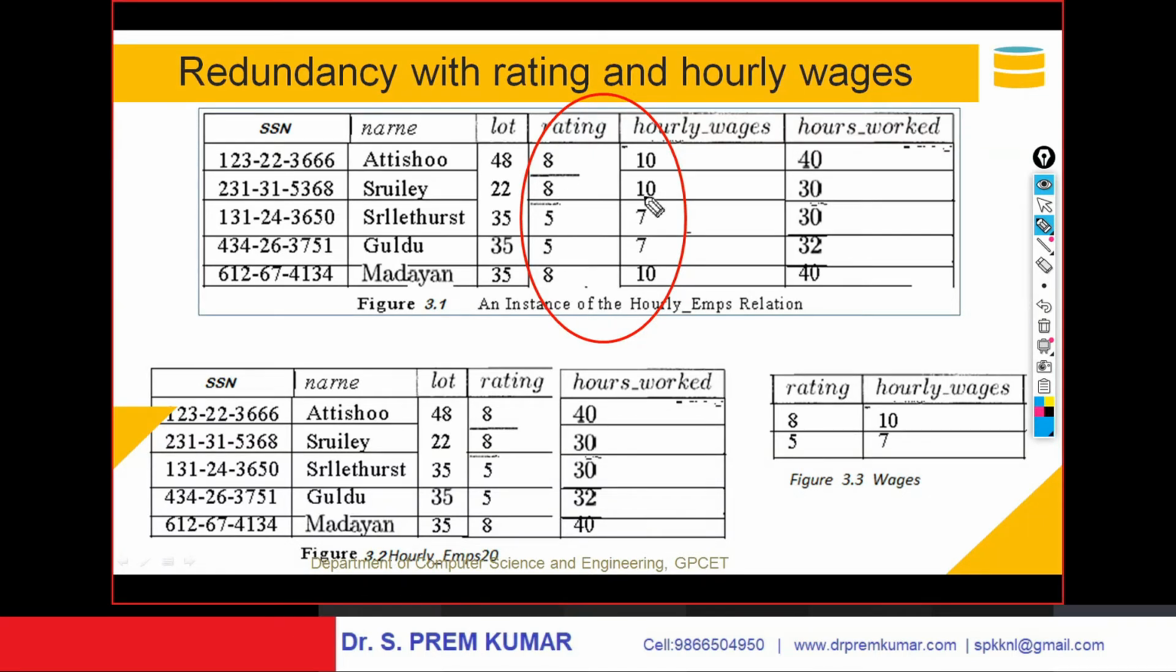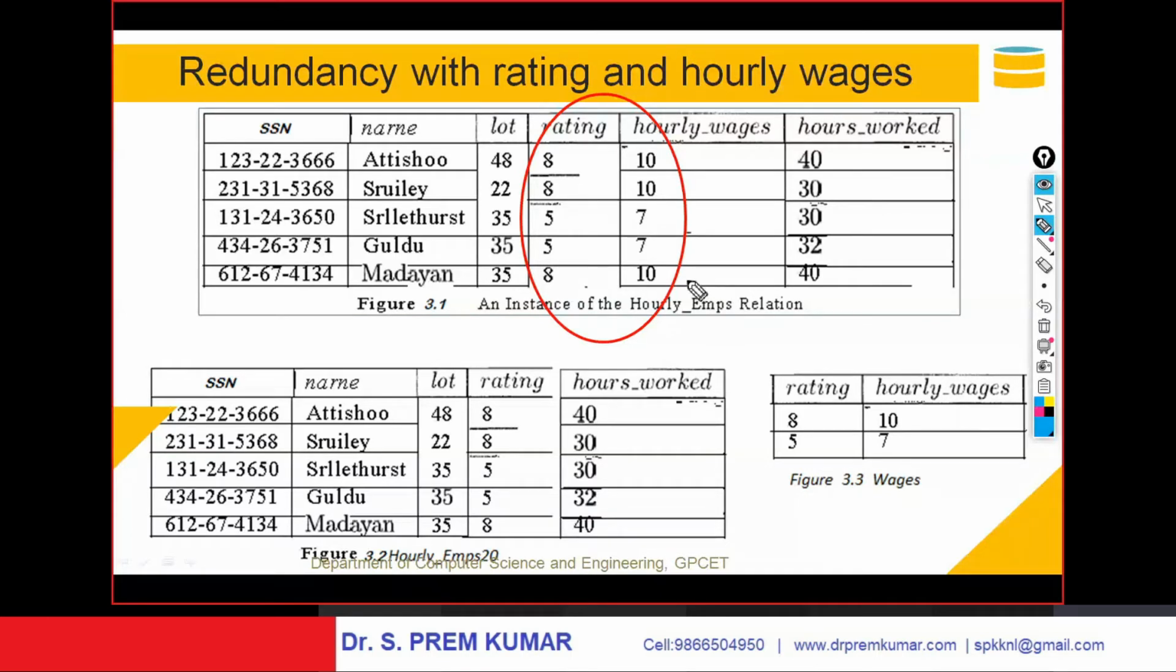If the rating of an employee is 8, then hourly wages are 10. If the rating of an employee is 5, then the hourly wages is fixed as 7. For the first employee, the rating is 8 and hence per hour they pay $10. For the second employee, the rating is 8 and hence per hour they pay $10. For the third employee, the rating, that is efficiency, is 5 and hence per hour they pay $7. For the fourth employee, the rating is 5 and hence it is $7. So this is the case.